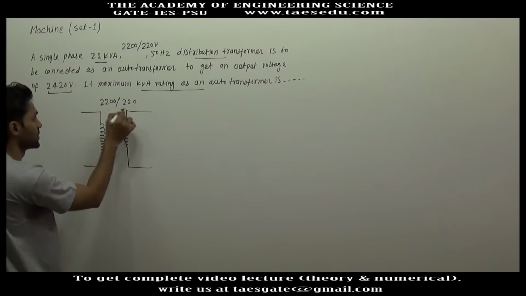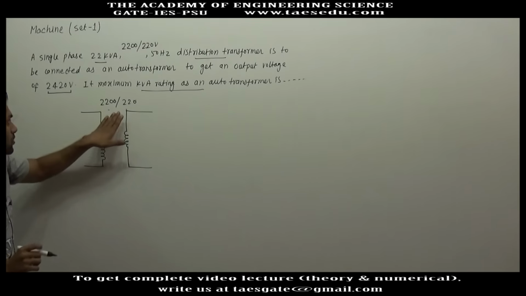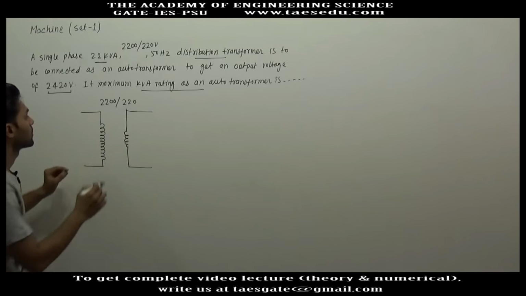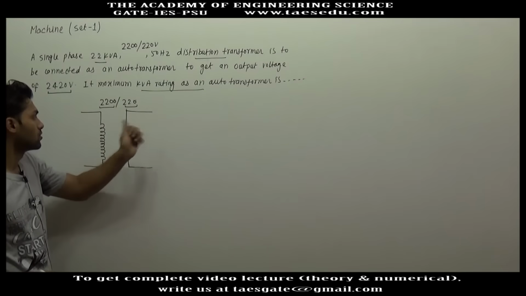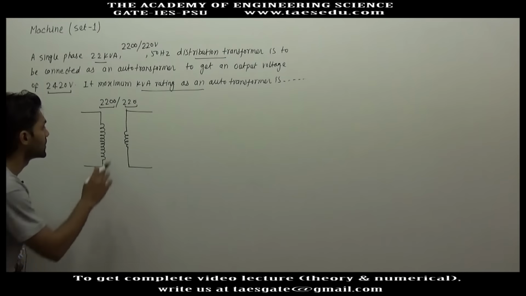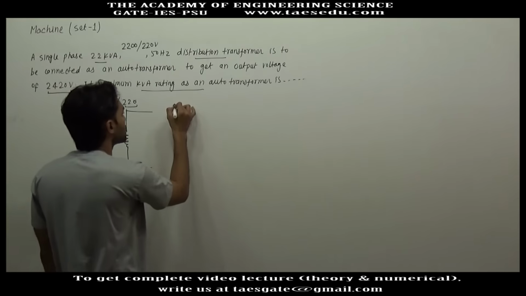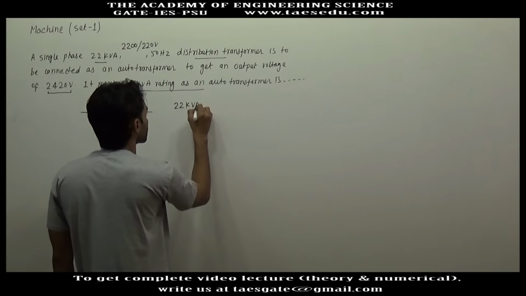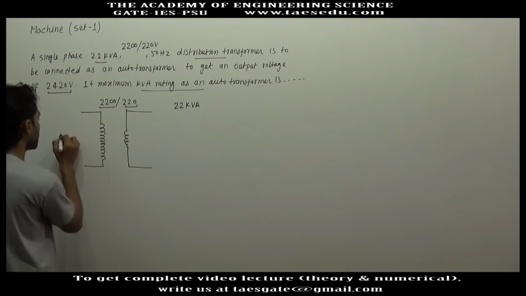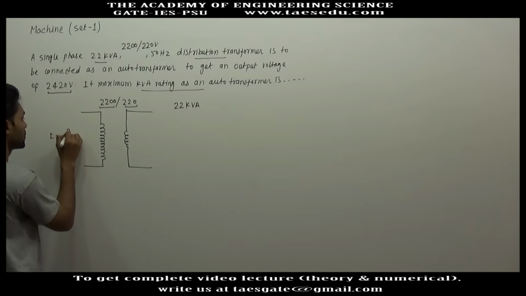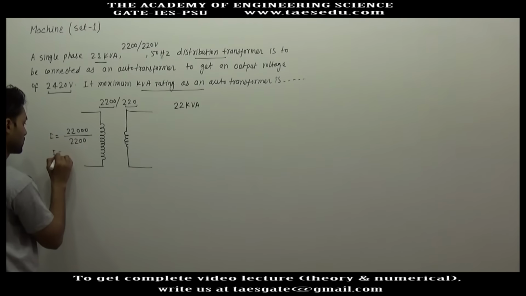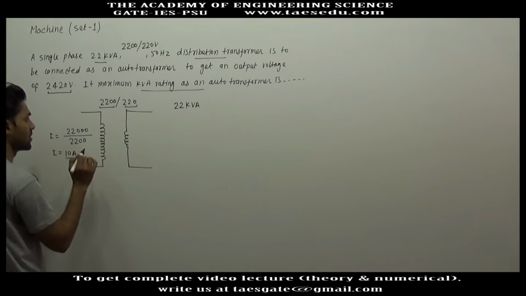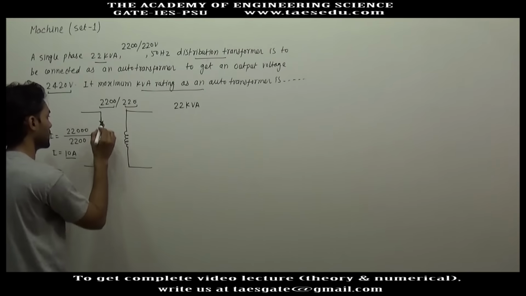So this is the voltage rating. This is the primary voltage rating, this is the secondary or the voltage rating of the low voltage side. Now let us find out the current rating of these 2 windings. This is a 22 kVA transformer. So current rating of this winding will be 22,000, the kVA rating, divided by the voltage rating of the high voltage side. So the current rating of this winding is 10 ampere.